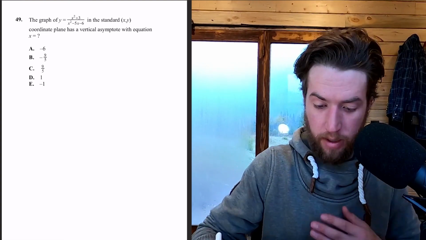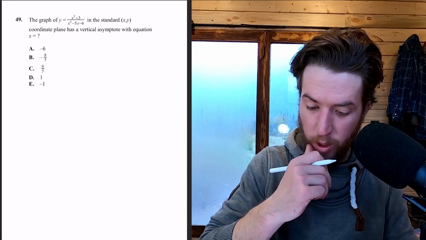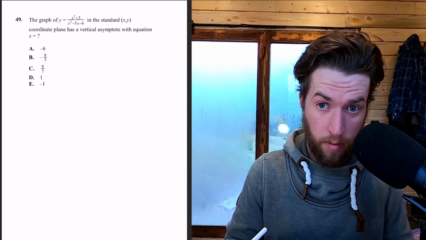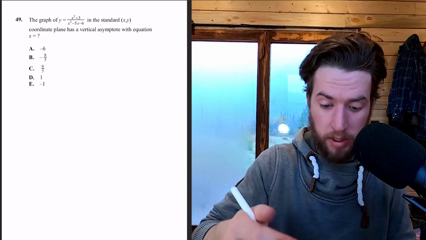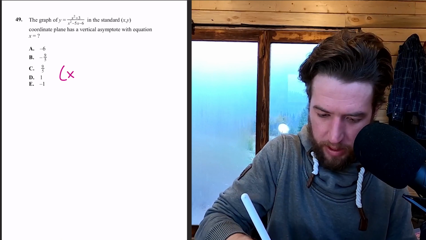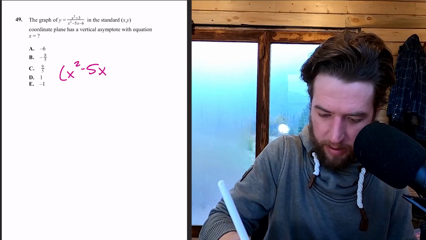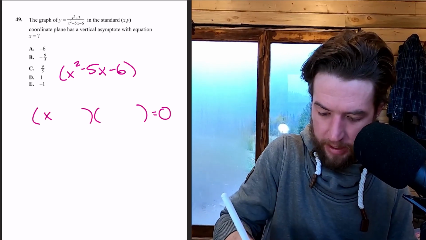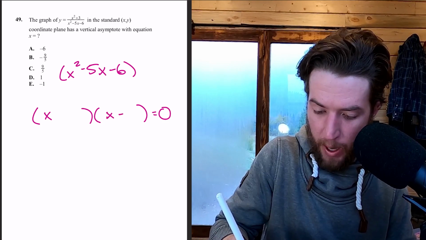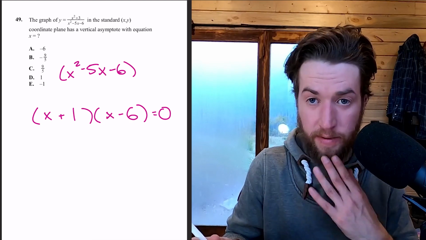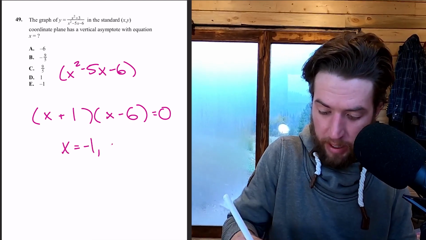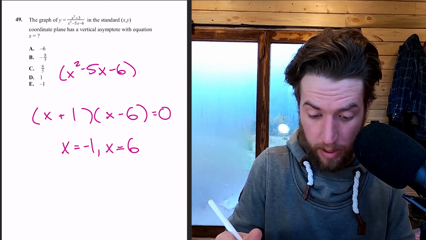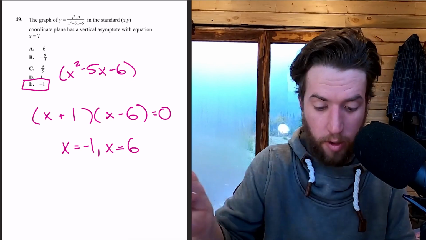The graph of this equation in the standard xy coordinate plane has a vertical asymptote. Vertical asymptotes happen when your denominator is equal to 0 and your numerator is not equal to 0 at that same x. We'll come to that bridge when it's here. We have x squared minus 5x minus 6 as the denominator. Let's factor that and set it equal to 0. That's an x and an x, and how about a minus 6 and a plus 1 to make minus 5 in the middle. So x equals -1 and x equals 6 are the two places you will get vertical asymptotes. It looks like 6 is not on our list, but -1 is. So we're going to go with answer E.